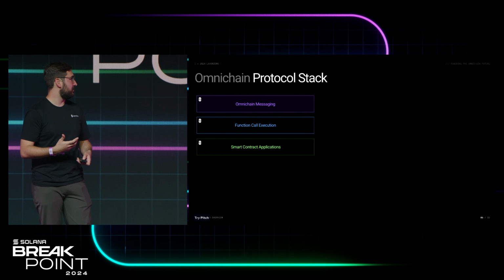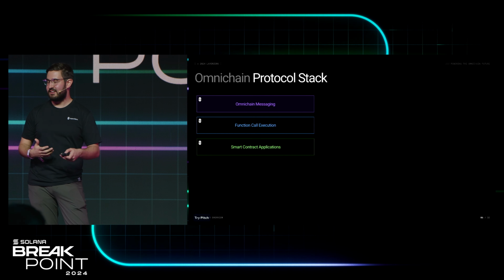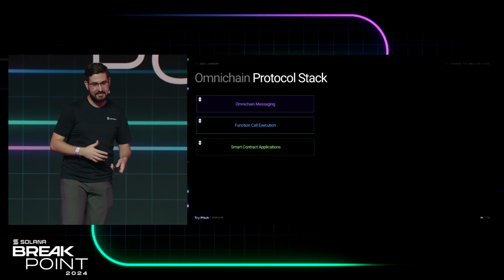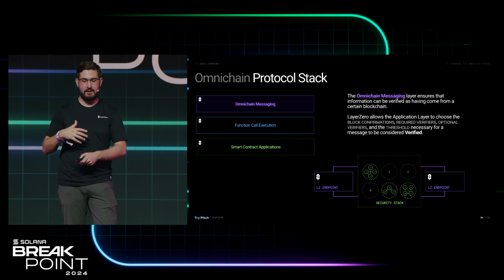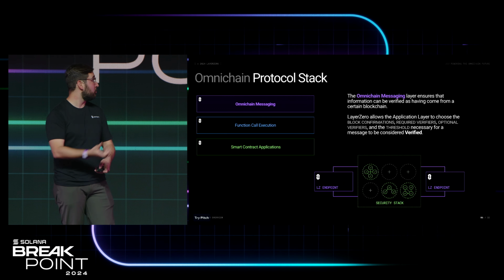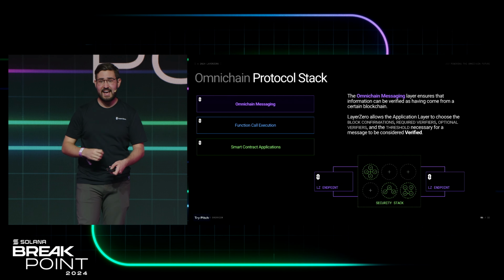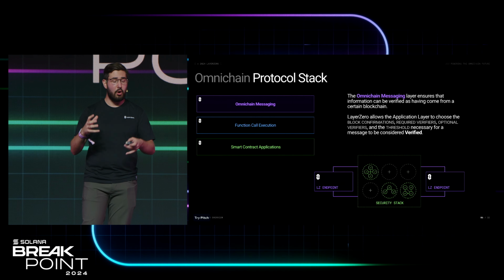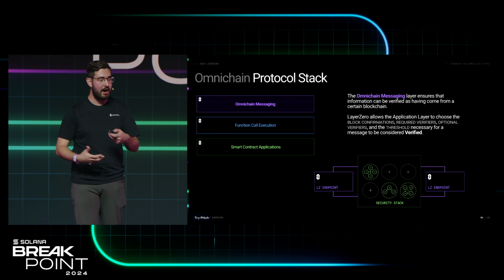So for layer 0, what we kind of see as the solution to this issue of monolithic bridge security is what we call our Omnichain protocol stack. The idea that applications built on layer 0 are able to access these immutable layer 0 endpoint contracts and actually configure the type of security that they use. And more importantly than just the type, also the scope of security, the number of validators that you have in your set.